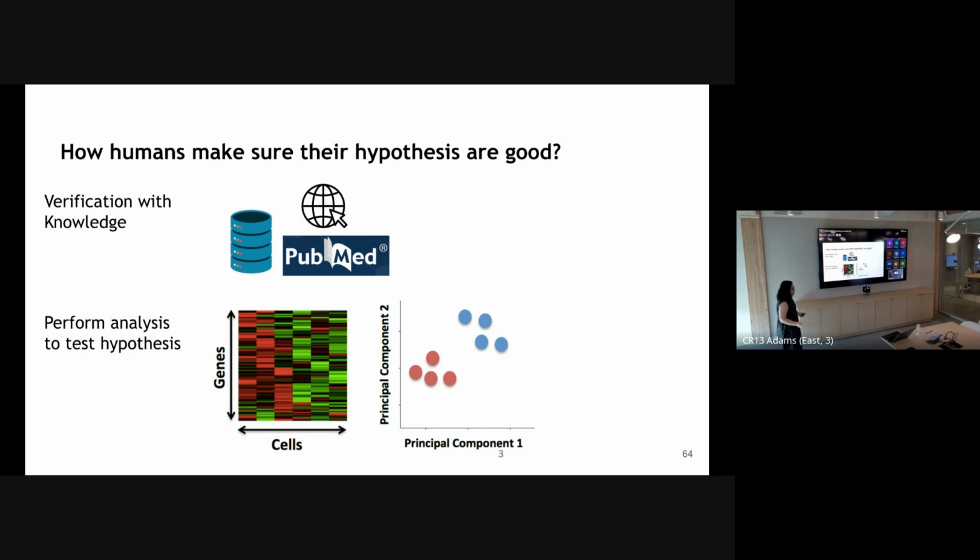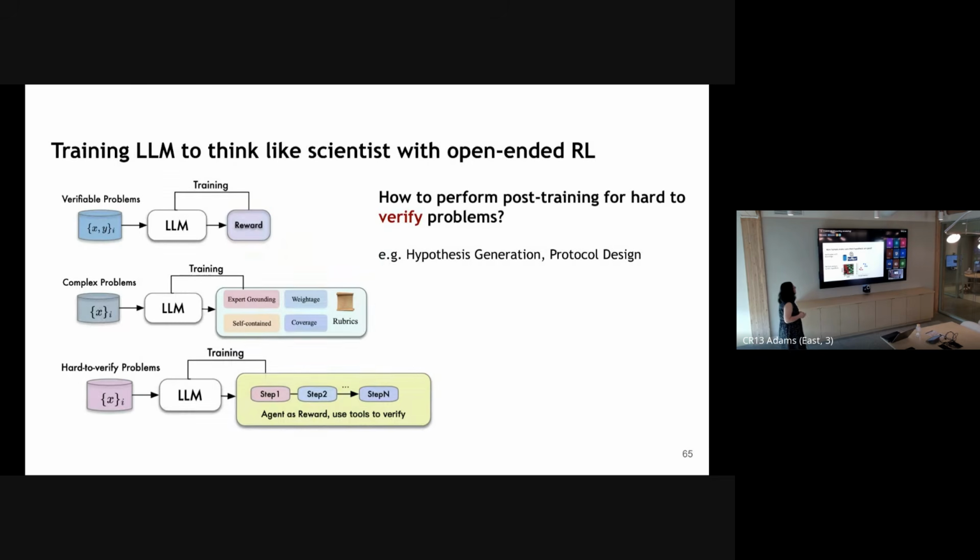Maybe they try to Google it, or they PubMed search some of their hypotheses to make sure the hypotheses are good. So how can we build agents to work in the same way as scientists to understand all those kinds of complicated experimental data?